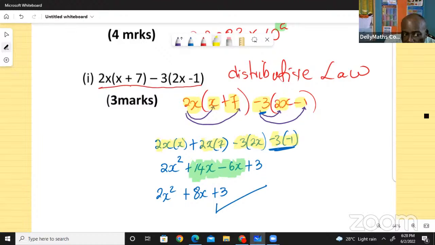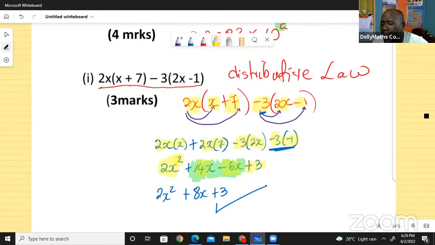2x times x, you'll get 2x to the second. How do we get the second when x multiplies by x? That's another power of x, so it becomes x to the power of 2. All right. Now we have 14x minus. So the 2 times the 2x and the 7 will give you the 14x. And then the -3 times the 2x will give you the -6x. And then the -3 times -1 will give a +3. So that is how we got those.